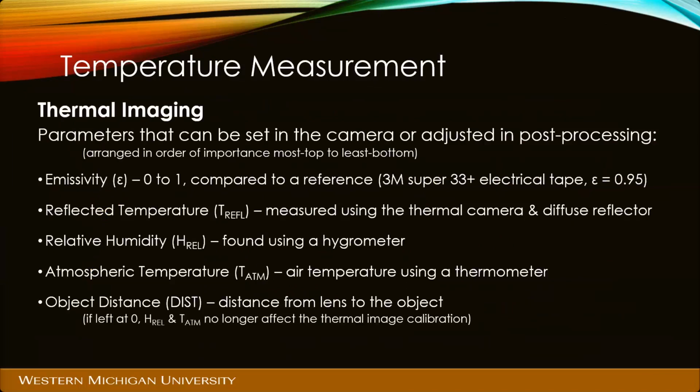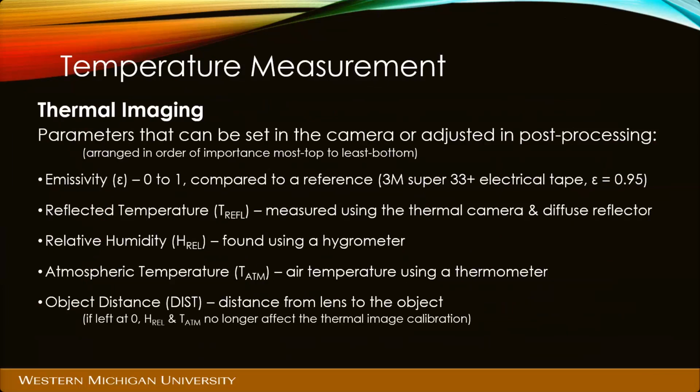The image attributes that can be set are shown here. These are parameters that can be set in the camera, and they can also be adjusted in post-processing. These are controls that we can adjust in the camera, and I have them here in order of most important to least important.